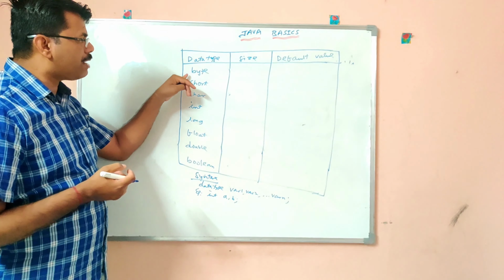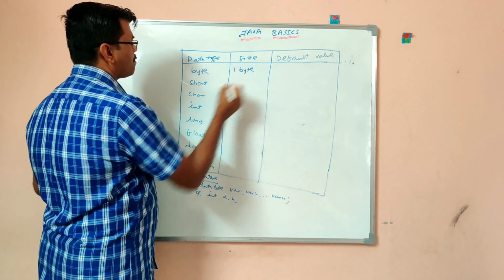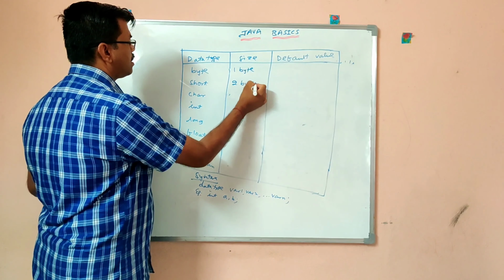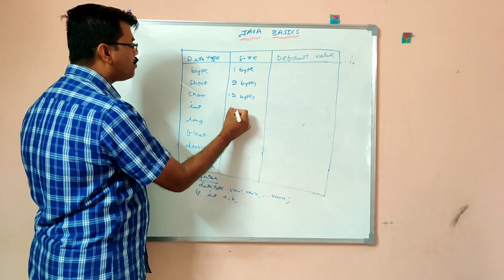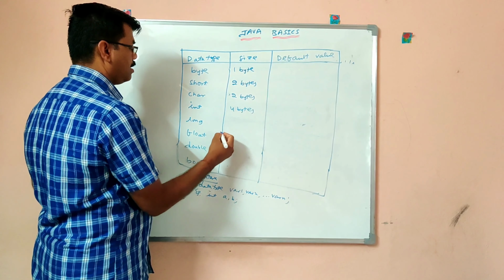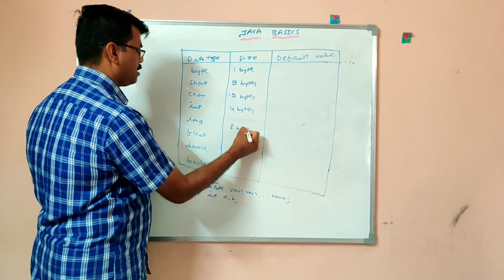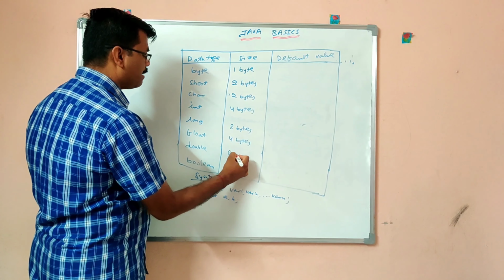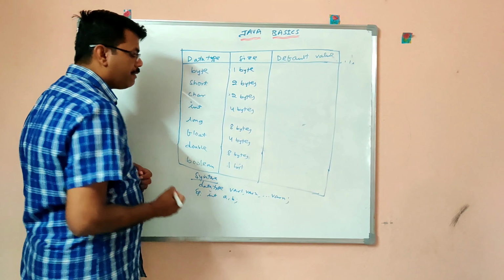If I take a variable of type byte, it is going to occupy 1 byte of memory. If you take short, 2 bytes. Character is also 2 bytes. Integer is 4 bytes. Long 8 bytes. Float 4 bytes. Double 8 bytes. And coming to boolean, it is going to occupy only 1 bit.